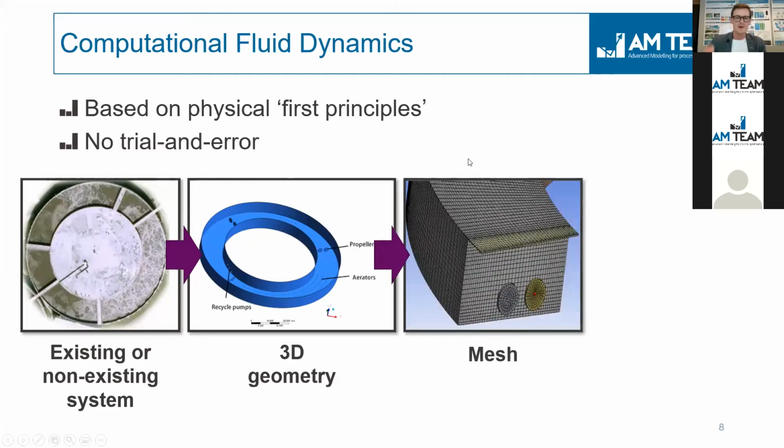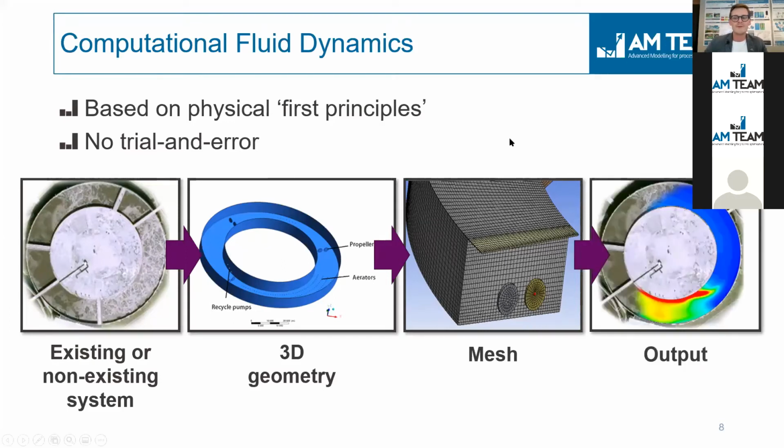Then we mesh it. So we divide this reactor in little cells. For example, if your reactor is, let's say, 1,000 cubic meters, and you have 1,000 cells, the average volume of one mesh cell is 1 cubic meter. That's how it conceptually works.